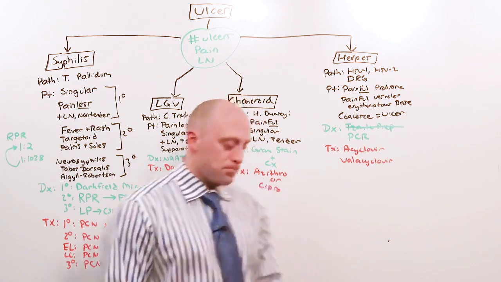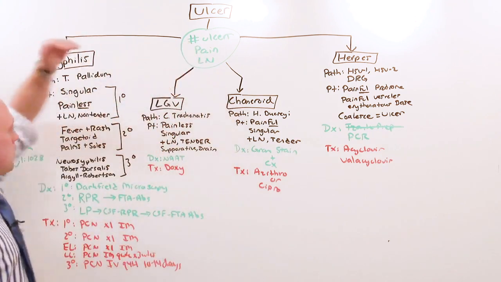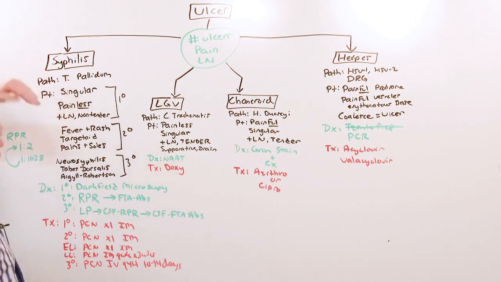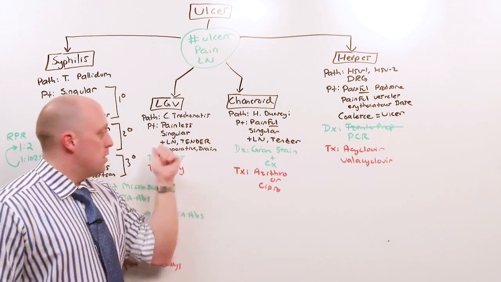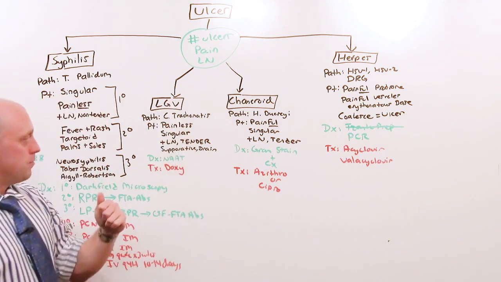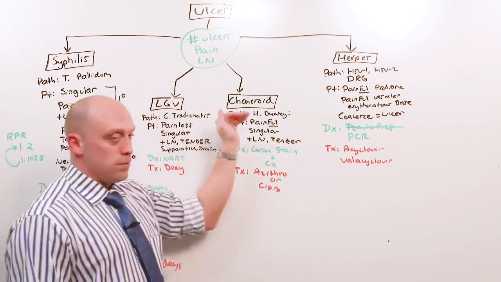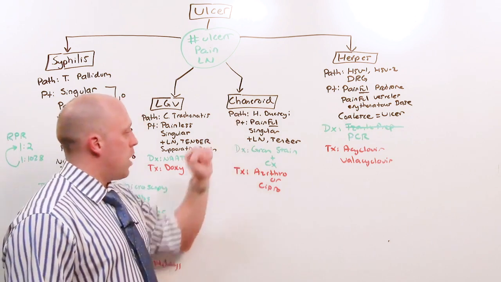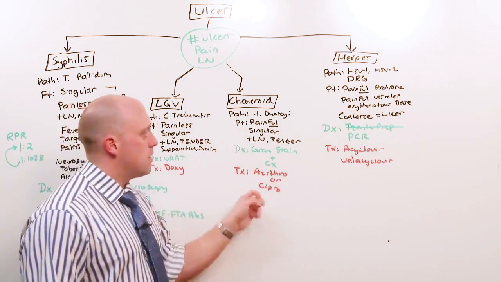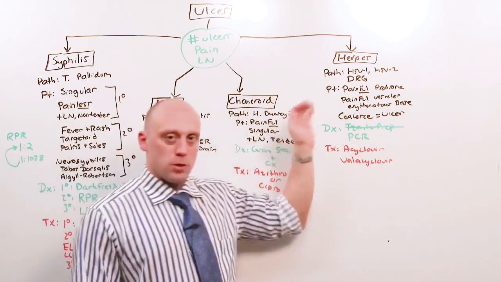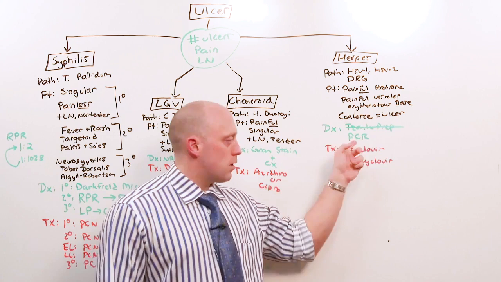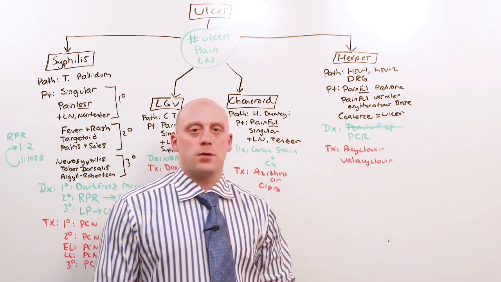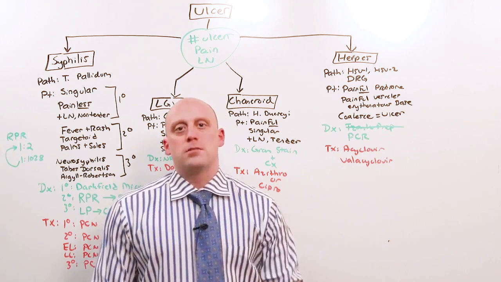Let's blow through this one more time. In terms of the ulcer, if you see a painless singular ulcer with non-tender lymphadenopathy, that's syphilis. If you see a painless ulcer, but it's got tender, pussy lymph nodes, that's LGV. If you see a painful singular ulcer, that's probably Haemophilus, rule out everything else, and then treat with antibiotics. And if you see a painful prodrome, vesicles on an erythematous base that coalesce to form an ulcer, confirm the diagnosis with PCR, that's herpes, treat with acyclovir or valacyclovir. That is genital ulcers.